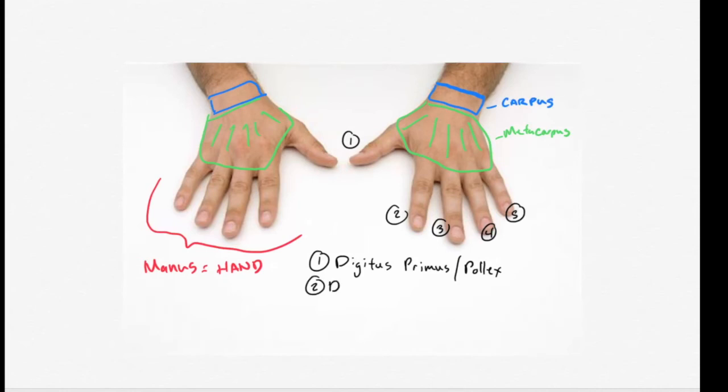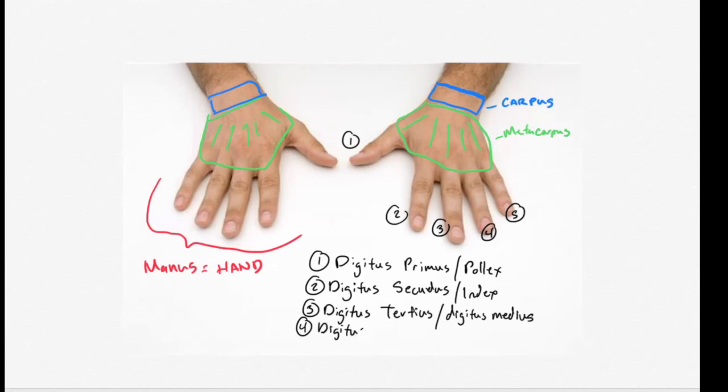Second digit is digitus secundus or simply index. In English, that's index finger. You're kind of catching a pattern here. Digitus tertius. Or you can say digitus medius. Fourth digit, digitus quartus. Or you can say digitus annularis, which means ring finger in English.